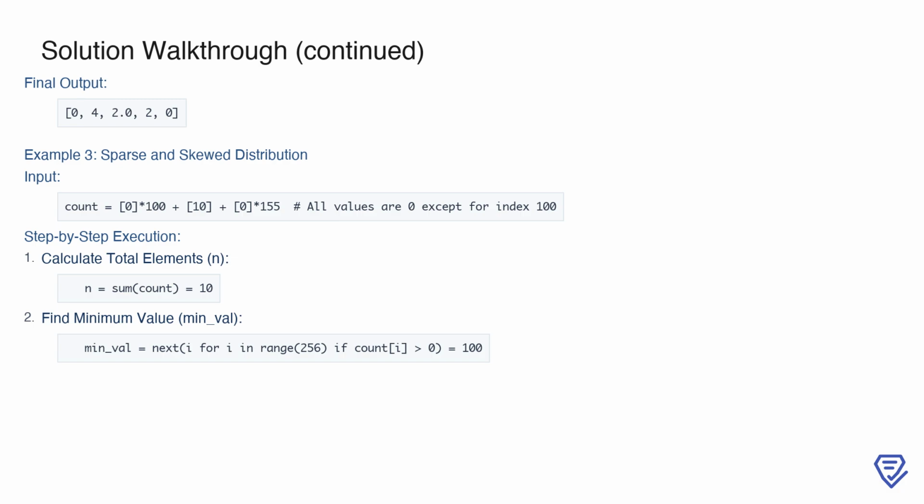Finally, let's consider a sparse and skewed distribution. Here, the count array has a single non-zero value of 10 at index 100, representing a highly concentrated dataset. First, the total number of elements is calculated as 10. The minimum value is determined as the smallest index with a non-zero count, which is 100. Similarly, the maximum value is the largest index with a non-zero count, which is also 100. This highlights that all the data points are concentrated at a single value, making the range effectively 0.